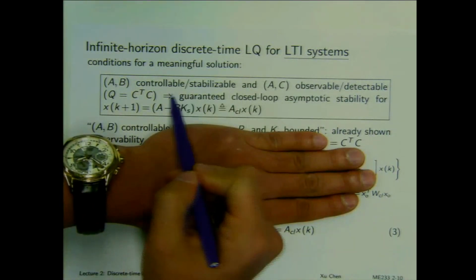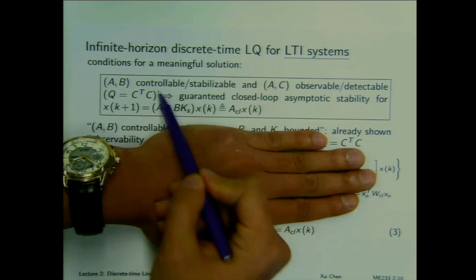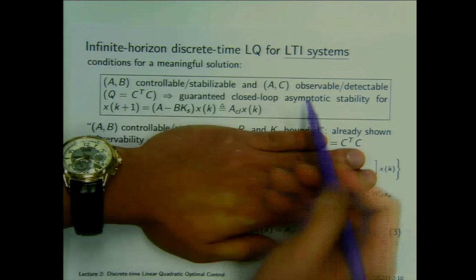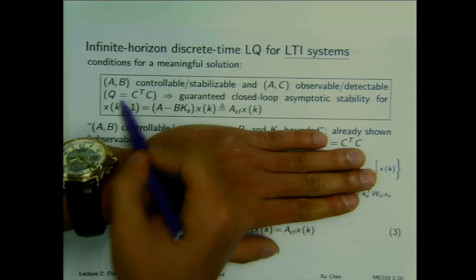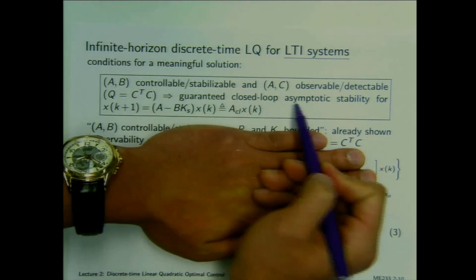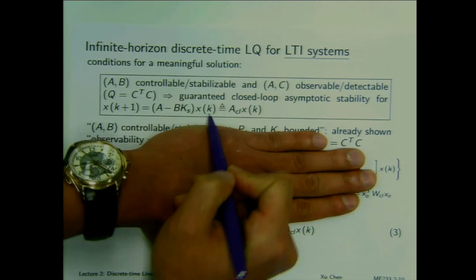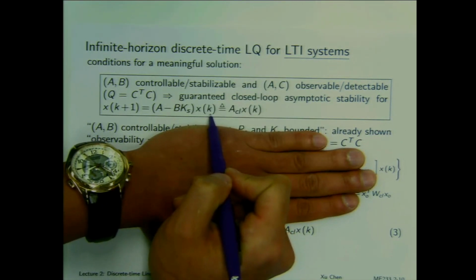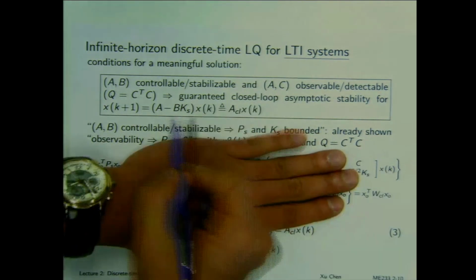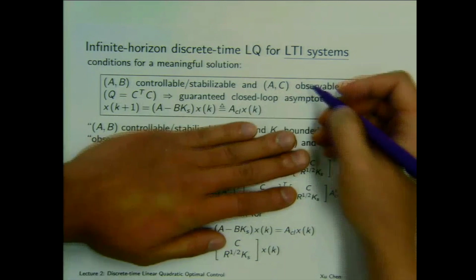Let me read it to you. This is a wrap-up of what we discussed. Controllability condition, observability condition with this definition of Q. We can have guaranteed closed-loop asymptotic stability for this one, meaning x will converge to 0 asymptotically. I made some new definitions over here.